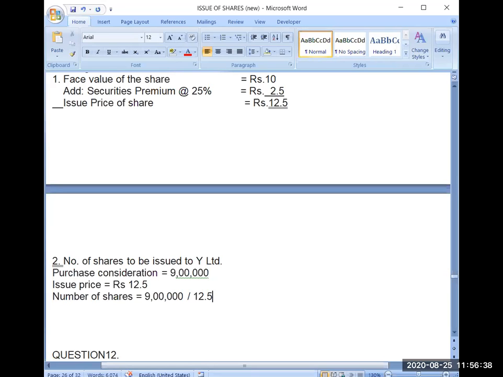So I have to decide that number. Now how I will be deciding? The total amount to be paid is 9 lakh, and the thing which I am paying for purchase of the business is shares. So how much one share is costing to Y Limited? That cost I have calculated 12.5. So according to that value, I will be giving the number of shares. Now can you tell me how much it will be?